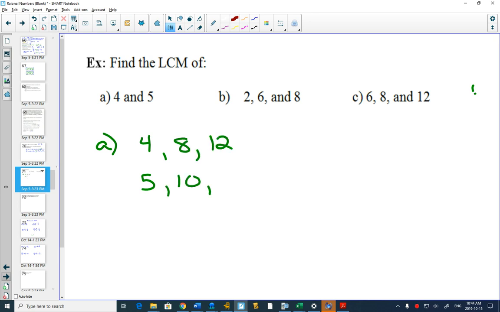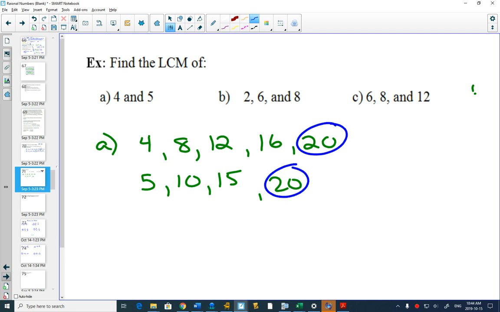Sometimes what I do is I start working on both of them at the same time until I'm like, hey, I stop when I get to 1 that's in common. Sometimes you can do 5 at a time. Do 5 of this one, 5 of this one. See if there's a number in common. If not, do another 5 and another 5, and so on until you find that lowest common multiple.